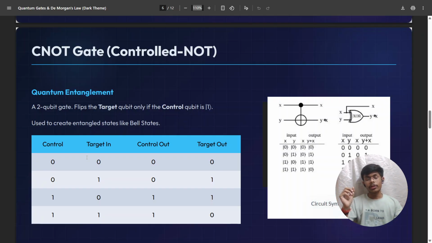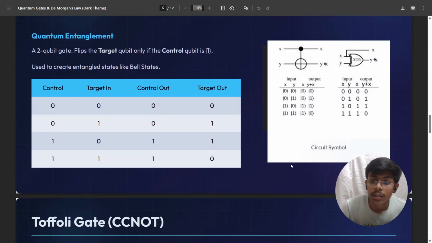But if the control unit is 1 and we put 0 in the target unit, the output will be 1. Or we can say it just reverses. If it is 1, it will change to 0, and if it is 0, it will change to 1. You can see the circuit symbol here, and what I've said is written over here.